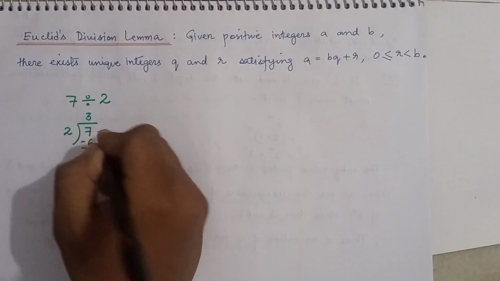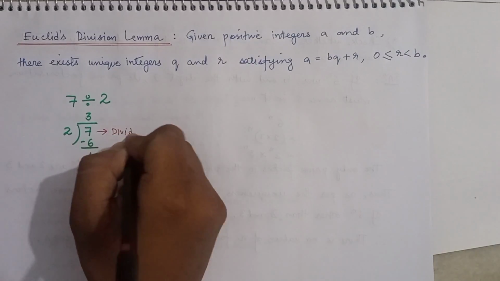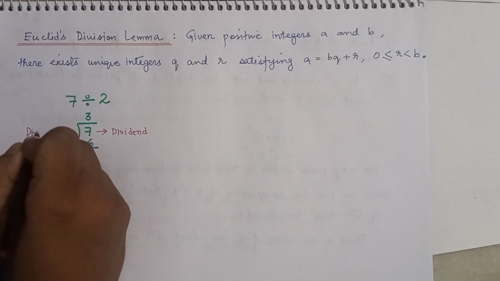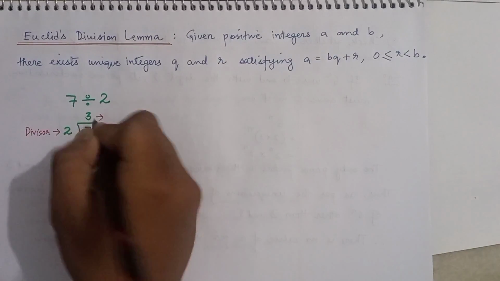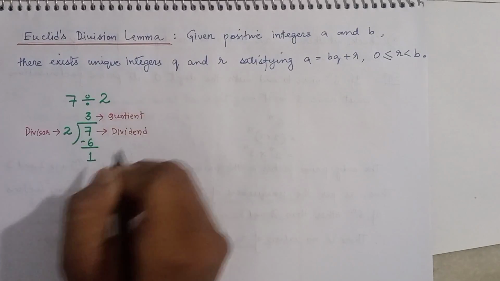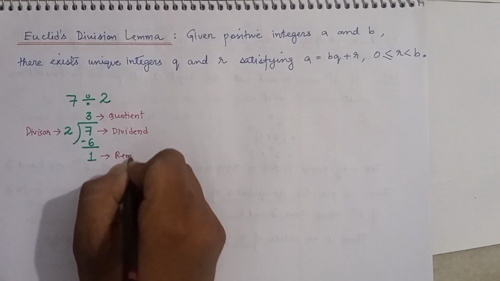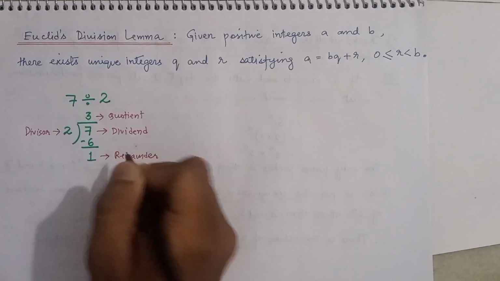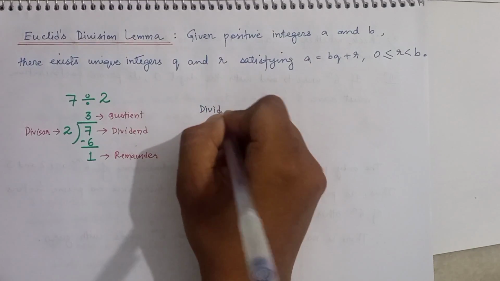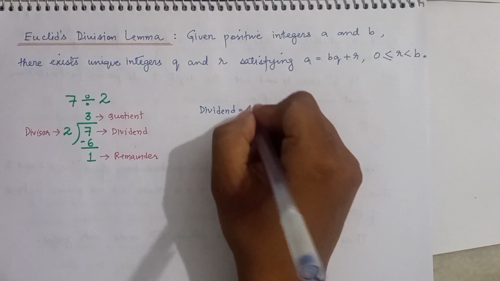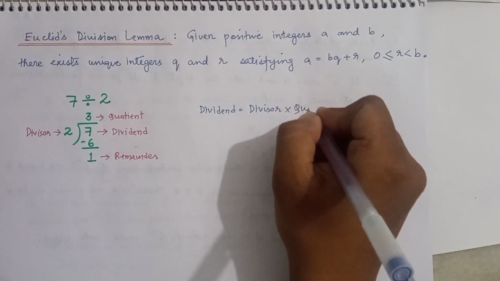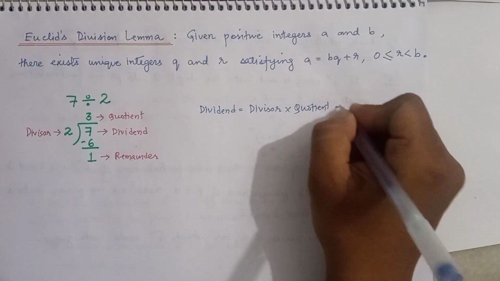So this 7 is the dividend, this is the divisor, this is the quotient, and this is the remainder. So we all know that dividend equal to divisor into quotient plus remainder.